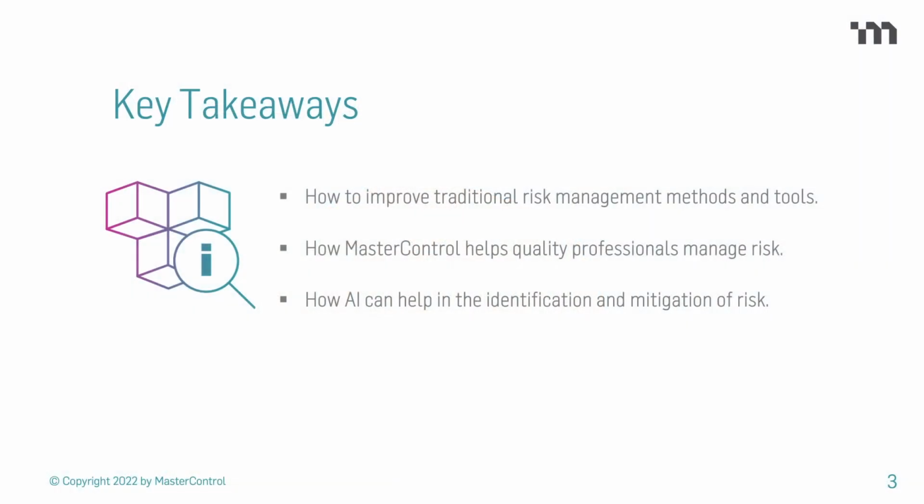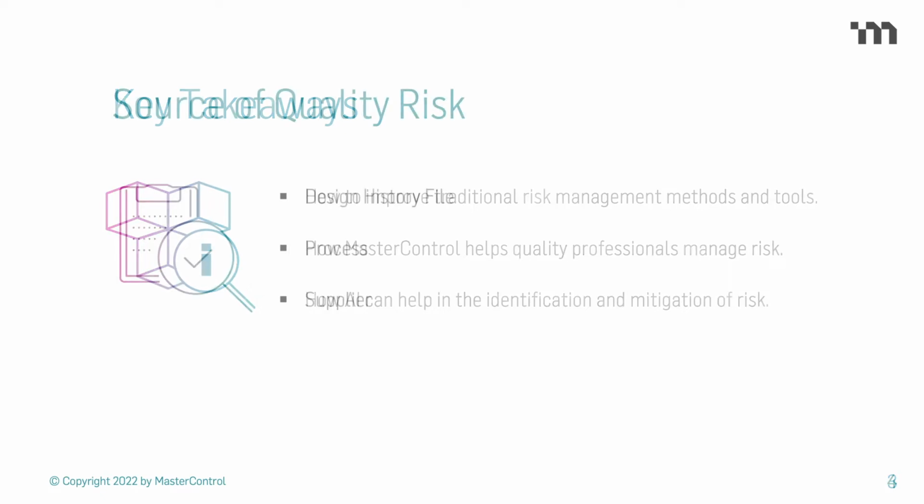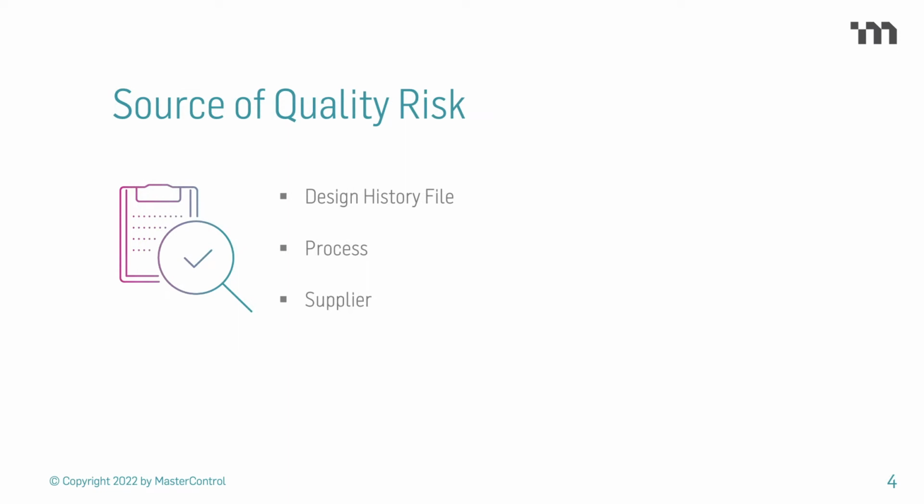All right, let's talk a little bit about the source of risk. Some key takeaways from today's webinar: we will discuss some of what risk is, where it may come from, and some management methods and tools that we could adopt or use to improve our current methods. I will also illustrate ways that MasterControl helps manage risk, and we will get into ways that AI can help in our efforts to mitigate risk. To start off, let's chat a little bit about sources.